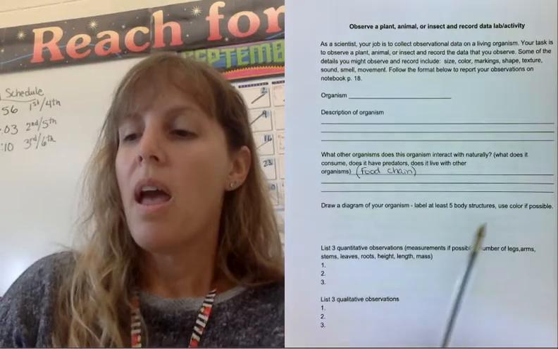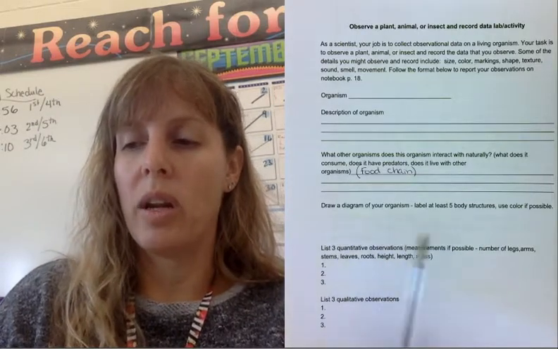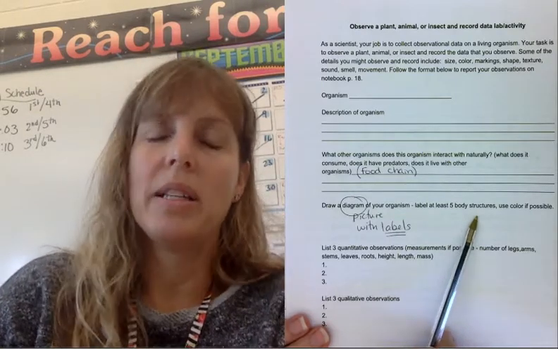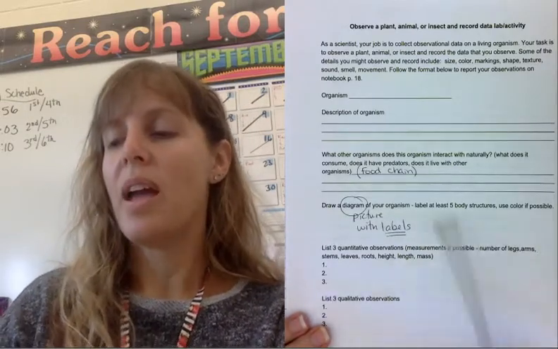Okay, then you're going to draw a diagram of your organism. We use this word a lot. Diagram means a picture with labels. This is very important. You need to label at least 5 body structures that your organism has. Maybe it has feet or a tongue or an ear, legs or toes, or roots or a trunk or chlorophyll or something like that. And I want you to use color if you can.